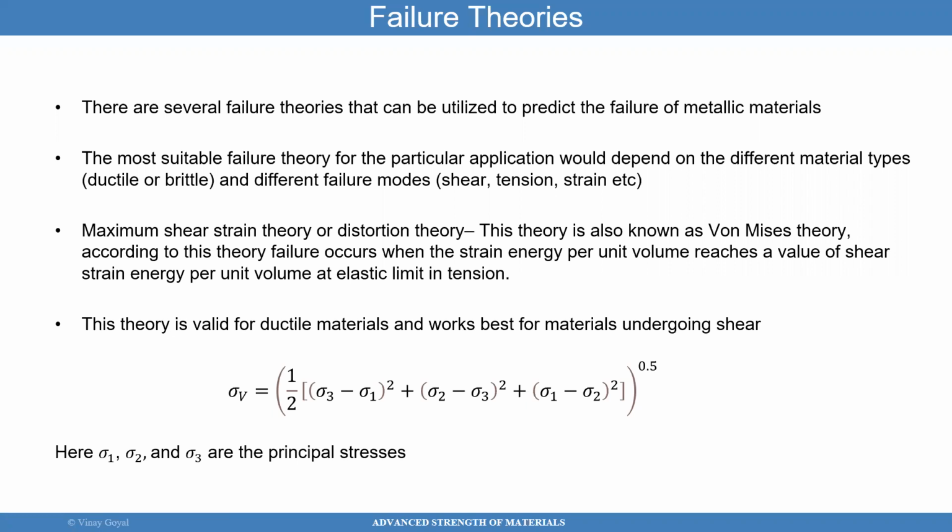According to this failure theory, failure occurs when the strain energy per unit volume reaches a value of shear strain energy per unit volume at the elastic limit in tension. This theory is valid for ductile materials and works best when there's a lot of shear deformation.